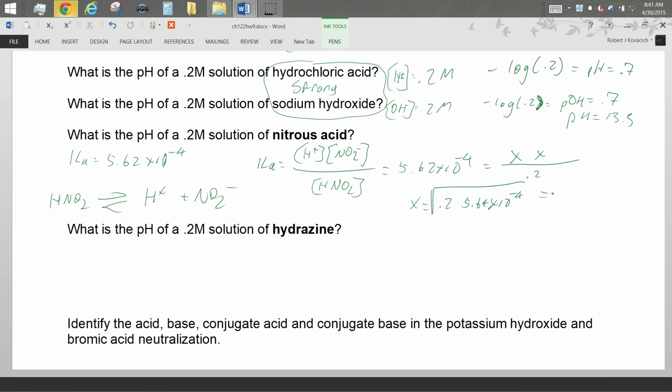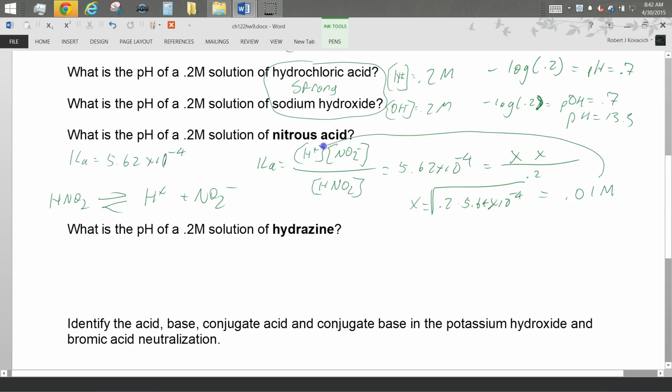All right, square root of 0.2 times 5.64 e negative 4 equals 0.011, or just 0.01. So what is this 0.01 a measure of? What is it telling you? That's the concentration of H plus and nitrate. Yeah, this is moles per liter of that thing and that thing. So there you go, I know my H plus ion concentration.